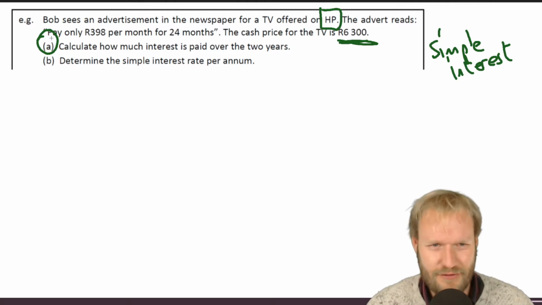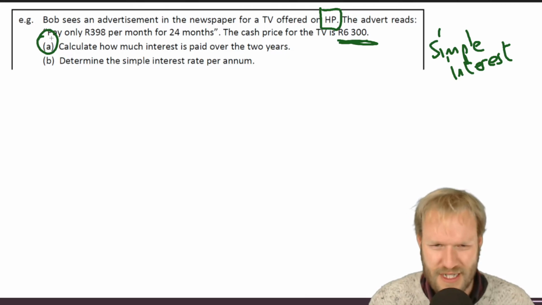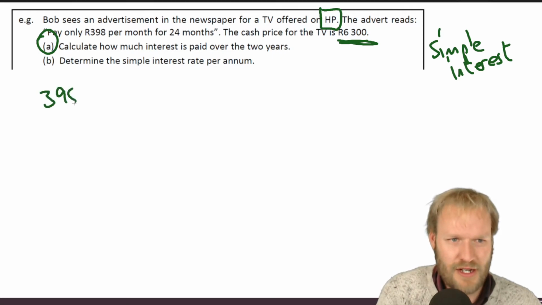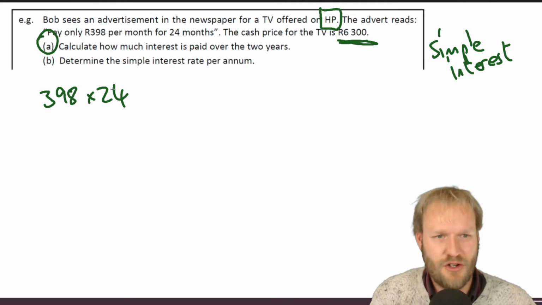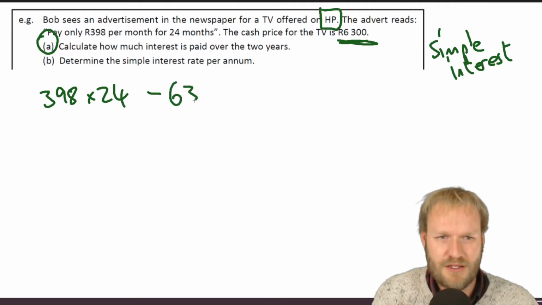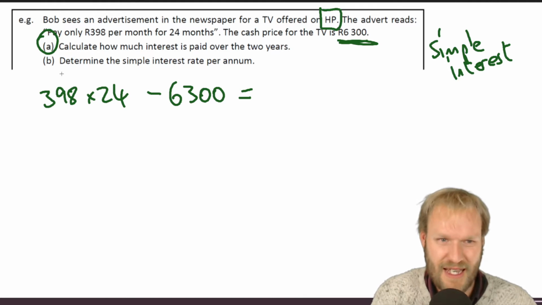You might have a slightly different strategy to what I'm about to do, or perhaps you've just explained it in a different way. But my thinking is: you're spending 398 Rand over 24 months, so that's how much you're spending altogether. And it says how much interest is paid, so minus what the TV would have cost new. In other words, that's the extra amount you're paying.